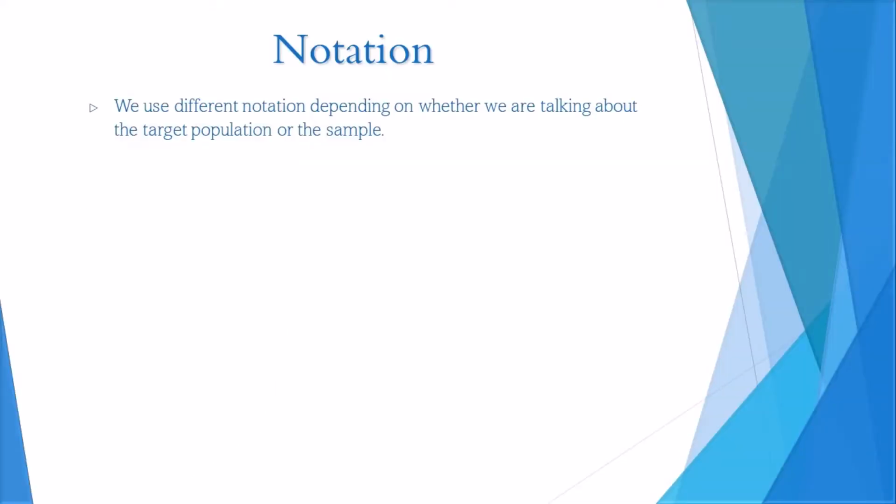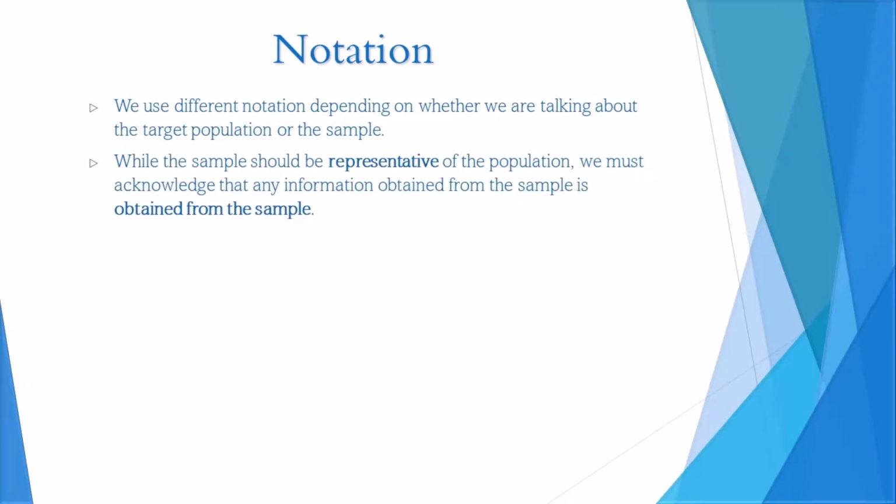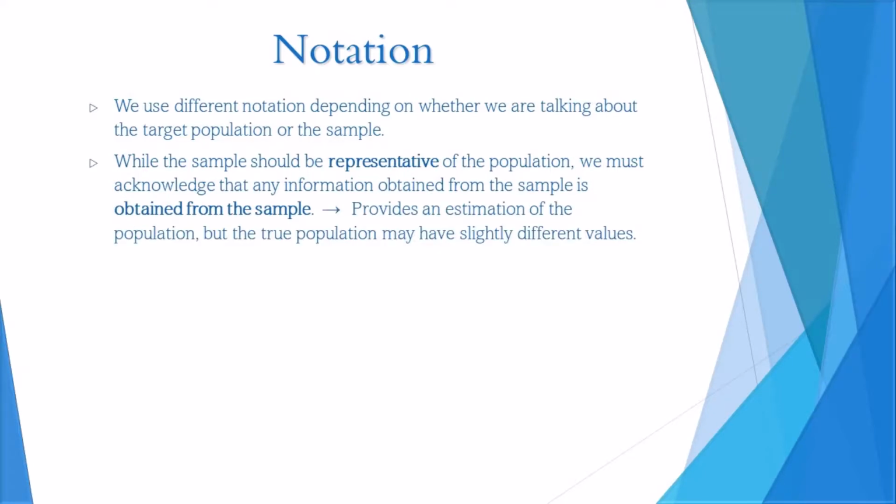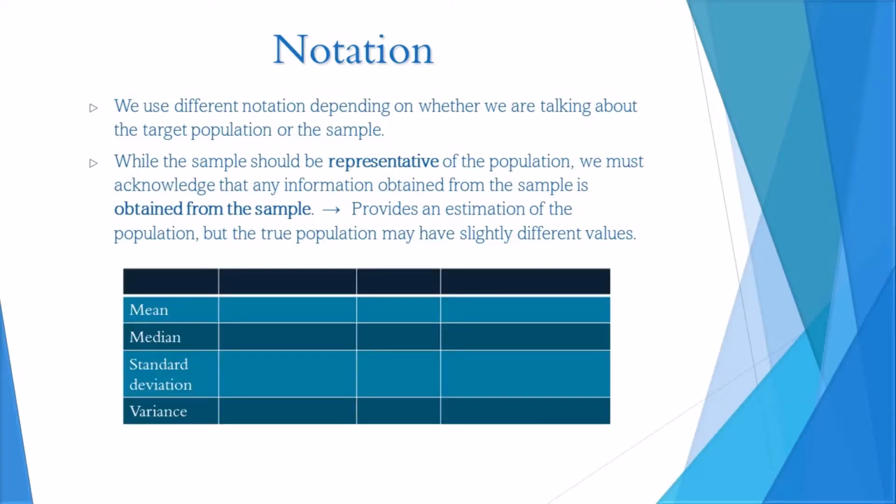When we perform statistics, we use different notation depending on whether we are talking about the target population or the sample. While the sample should be representative of the population, we must acknowledge that any information obtained from the sample is just that, obtained from the sample. These values will provide an estimation of the population, but the true population may have slightly different values. When we communicate information from the target population, which, don't forget, we may not know, we call this population parameters, and our notation will usually use letters from the Greek alphabet.